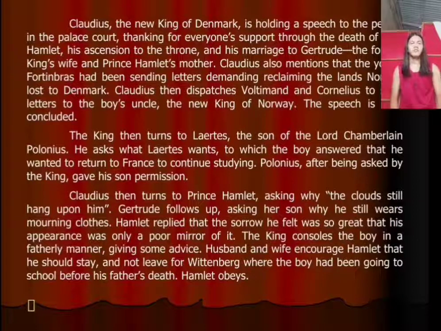Claudius then turns to Prince Hamlet, asking why the clouds still hang upon him. Gertrude follows up, asking her son why he is still wearing mourning clothes. Hamlet replied that the sorrow he felt was so great that his appearance was only a poor mirror of it. The king consoles the boy and gives advice in a fatherly manner. And husband and wife encourage Hamlet that he should stay and not leave for Wittenberg, where the boy had been going to school before his father's death. Hamlet obeys.